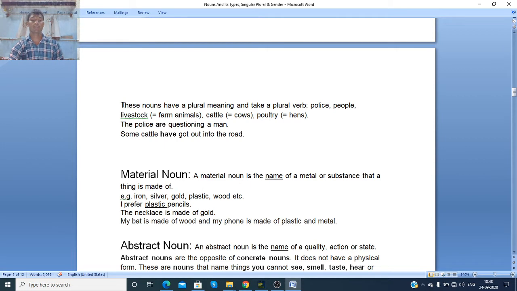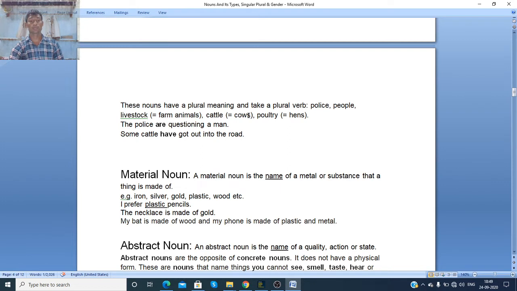And here are some nouns that are plural in meaning, and we also use a plural verb with them, like police, cops, inspectors, and some other team is called police. People, so many persons that we see all of them together. Livestock, farm animals are called livestock.